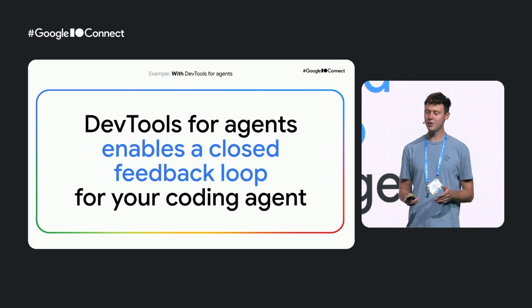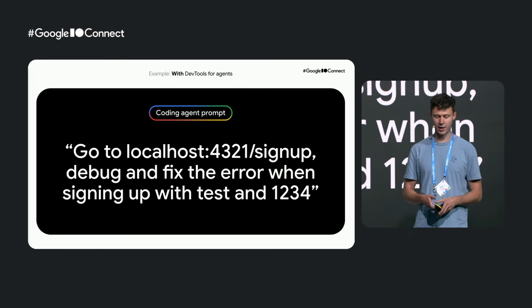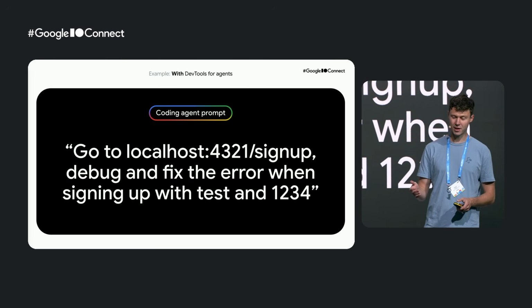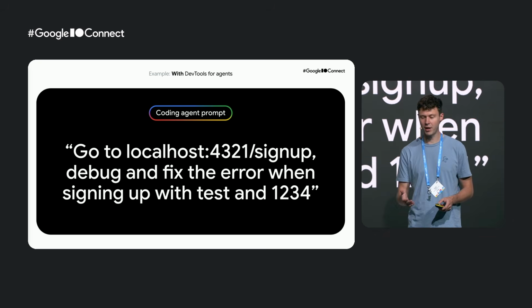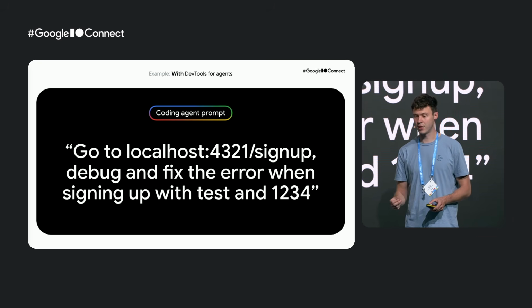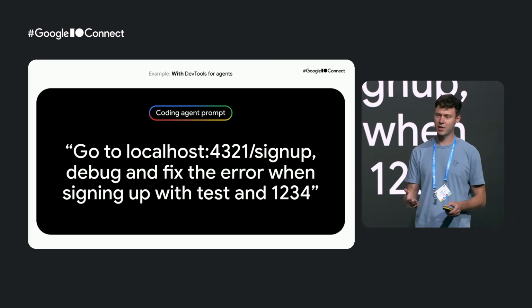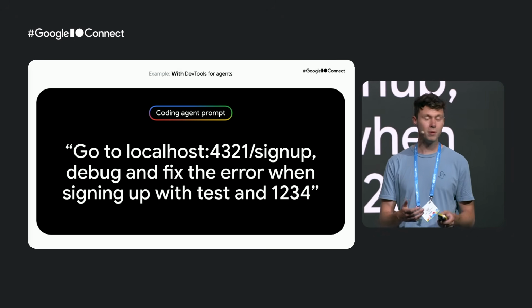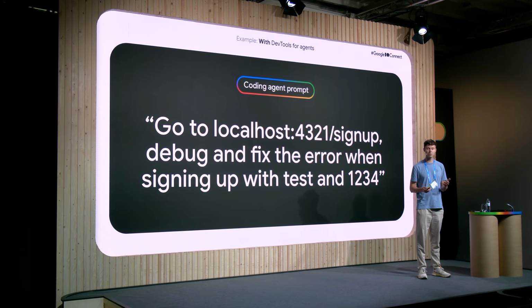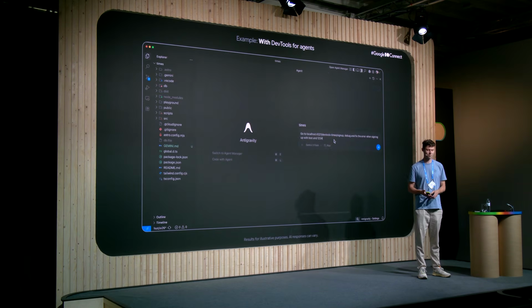Before we can do that, we need to tweak our prompt ever so slightly. Instead of asking our agent to look at specific files, we ask it to look at the runtime. As DevTools for Agents has access to source maps, it will be able to guide your coding agent to the right file anyway. So we are going with: go to localhost/signup, debug and fix the error when signing up with test and 1, 2, 3, 4.